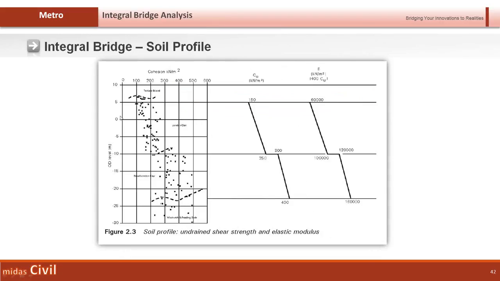So, the soil profile. Usually you find a soil profile with the cohesion factor, the undrained shear strength, the elastic modulus. In your normal day-to-day design, you consider this soil profile, find the subgrade reaction, and from the subgrade reaction we find the soil stiffness, and then we provide it to the structure. So how does Midas Civil ease out this process?